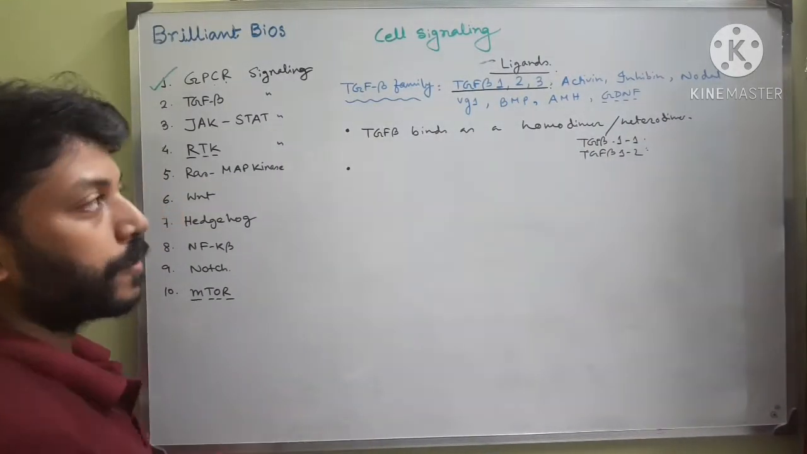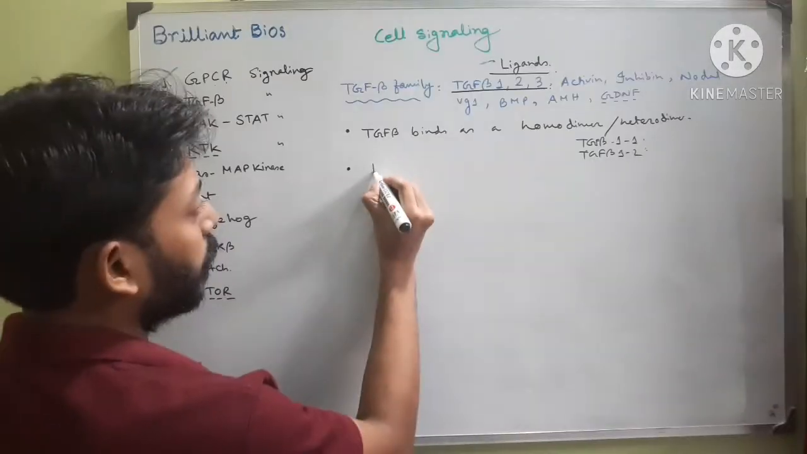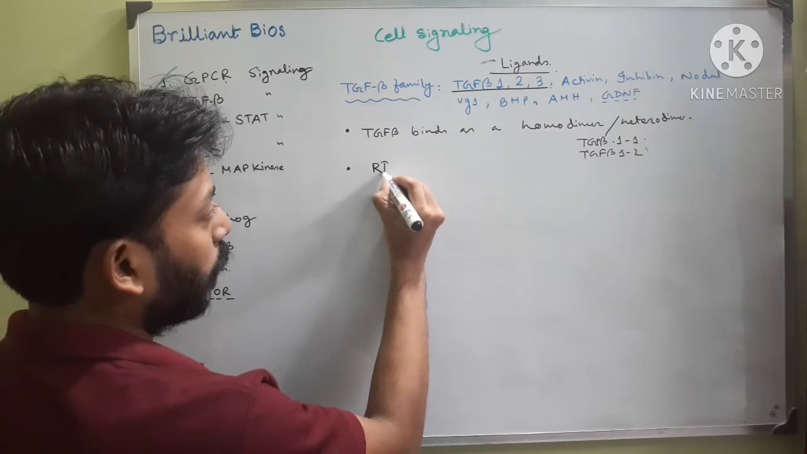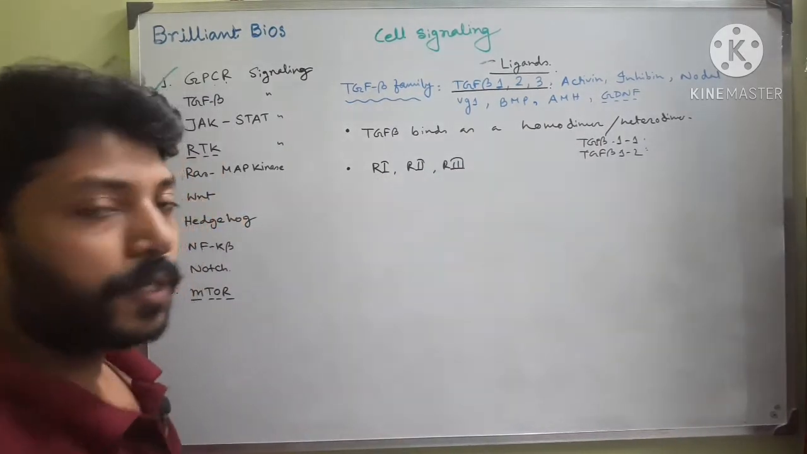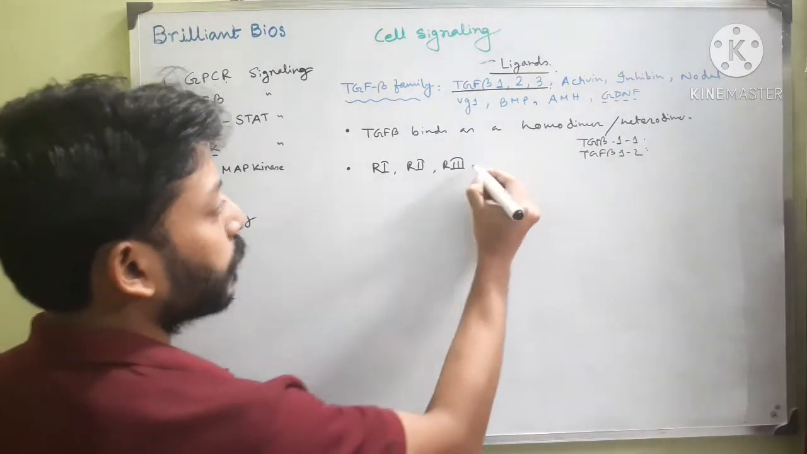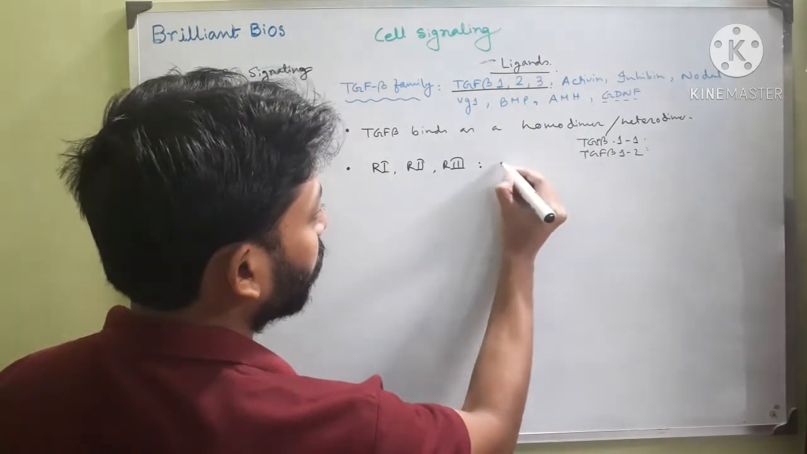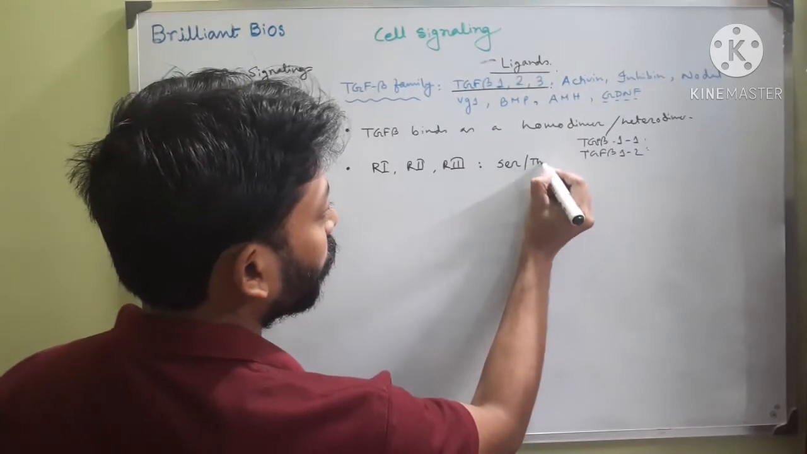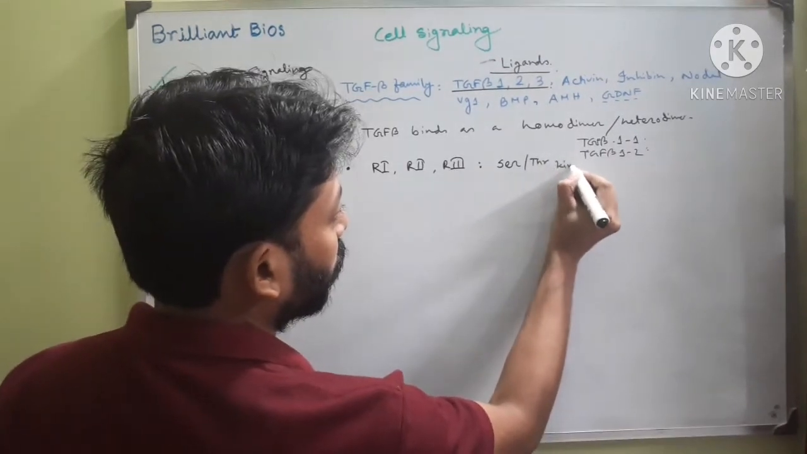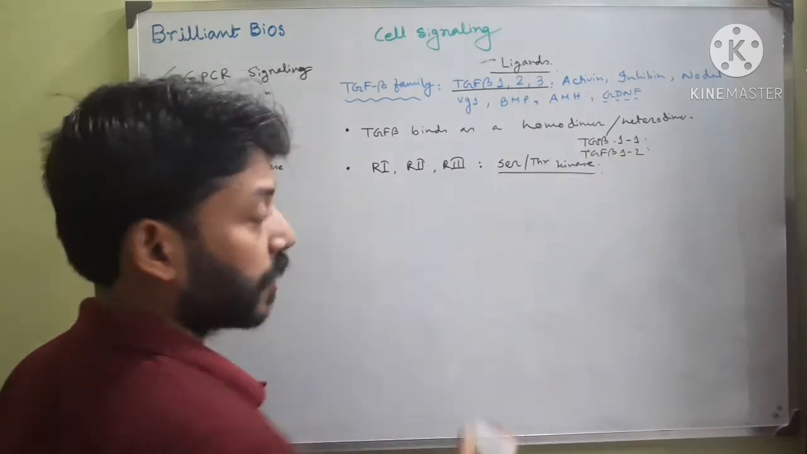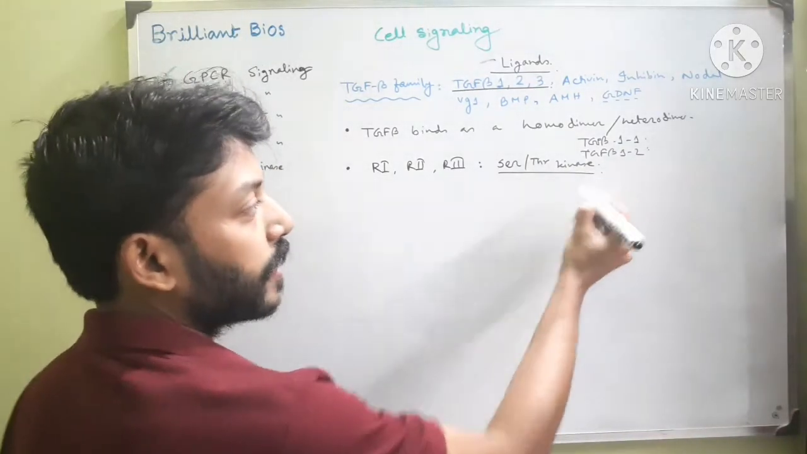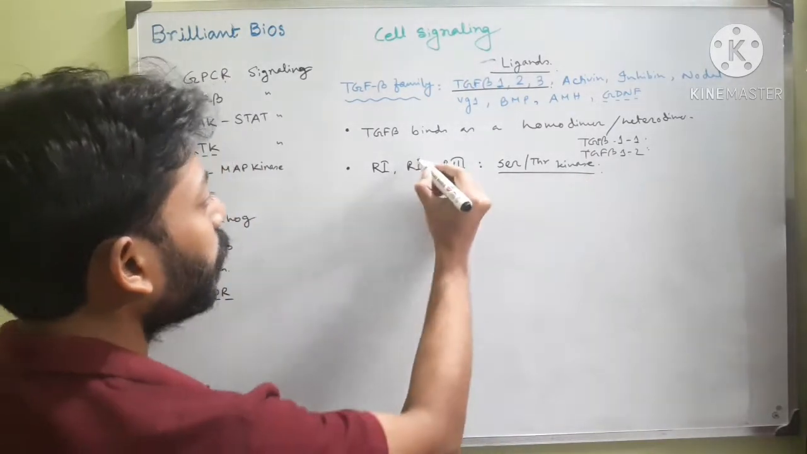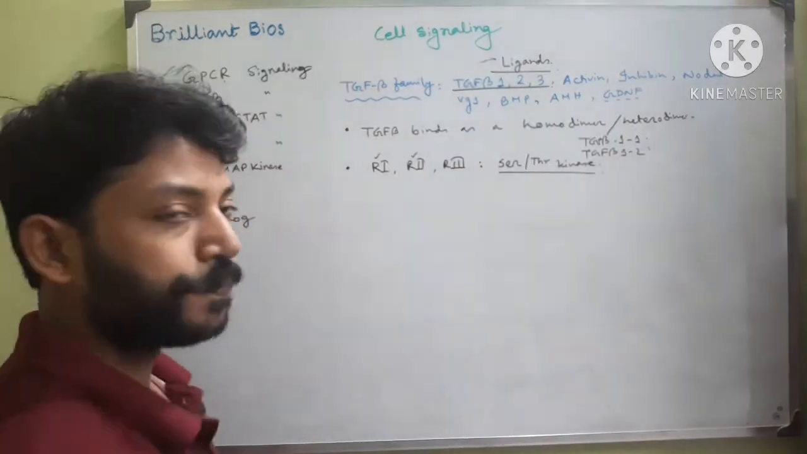Another important fact about TGF beta signaling pathway is TGF beta receptors are called R1, R2, R3. These are three TGF beta receptors. These receptors actually act as serine threonine kinase, so these are enzymes. They have cytosolic domains, I will show you, that act as a serine threonine kinase, specifically R2 and R1.